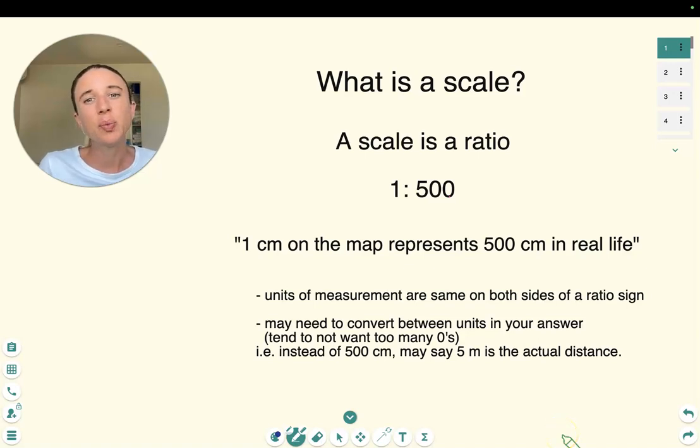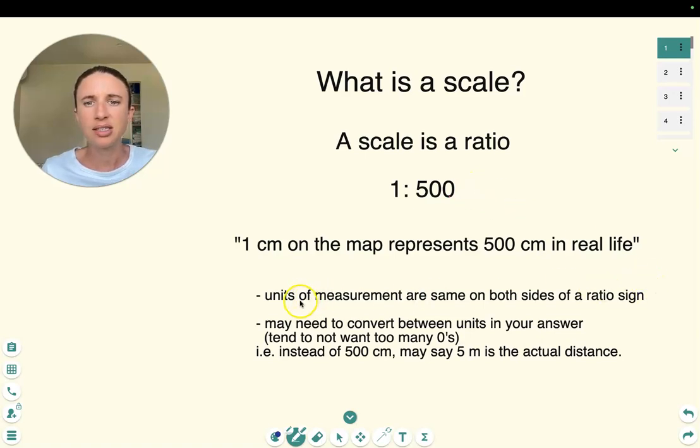Hello. In this video, we're going to look at what is a scale. So a scale is a ratio, all right? You might come across this on the bottom of a map or a house plan or something. This is 1:500. It means 1 centimeter on the map represents 500 centimeters in real life.